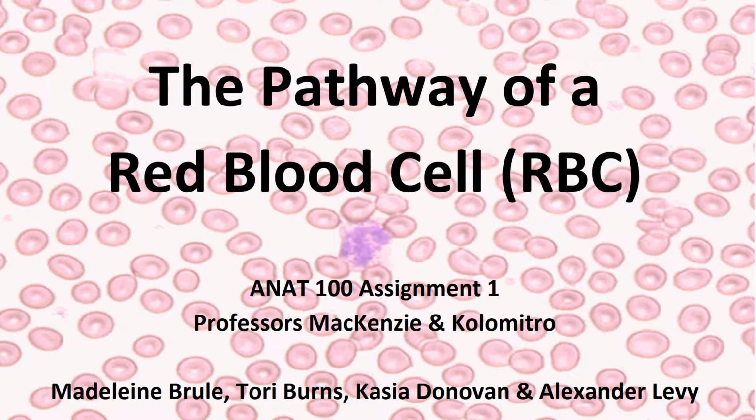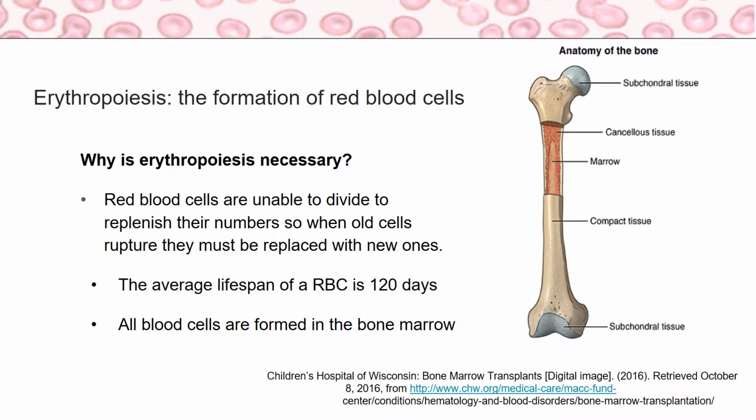Welcome to our presentation on the pathway of a red blood cell. We're going to look at pulmonary and systemic circulation. We'll start off with erythropoiesis. This is the formation of red blood cells. It happens in the bone marrow of long bones.